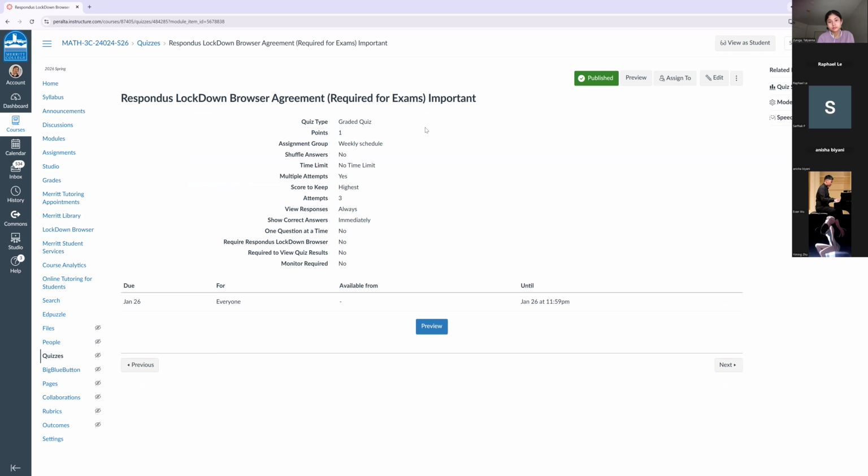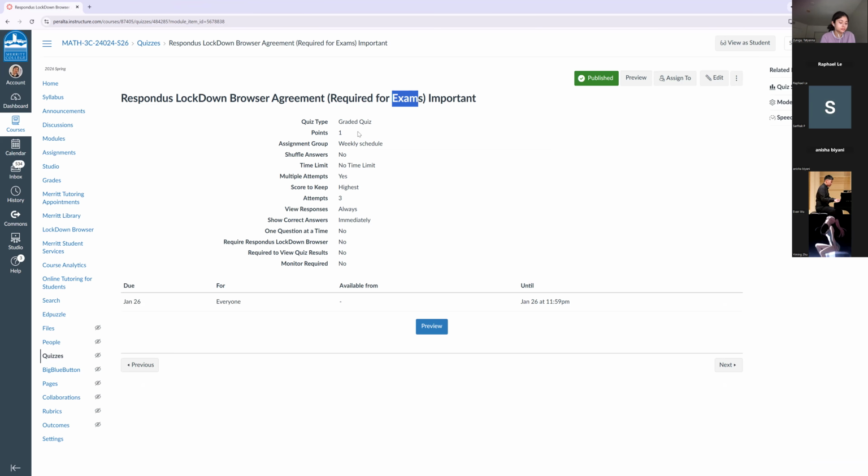So basically, this is for tests and exams only. We have a lot of homework and assignments. I don't have a lockdown browser for homework, okay? But for exams, I have to. For exams, there will be a lockdown browser, which means you're not going to be able to open another tab like this, okay? When you're taking the exam, only the test page will be shown on your screen. That's how we can make sure that you're taking your exam by yourself.